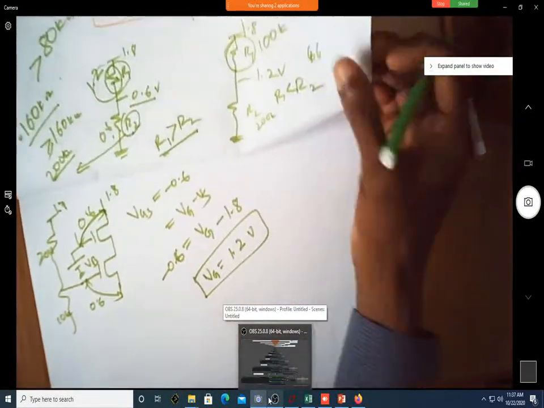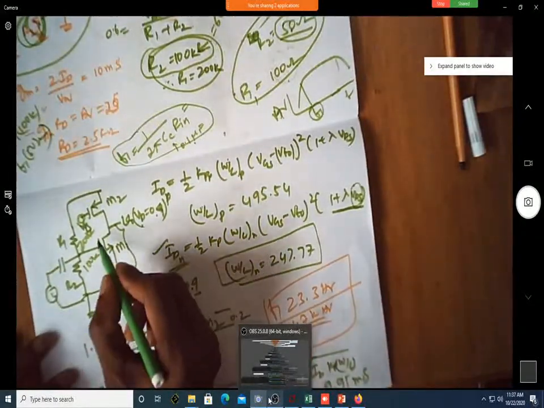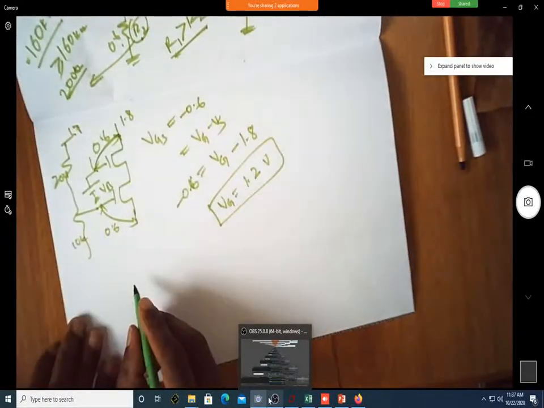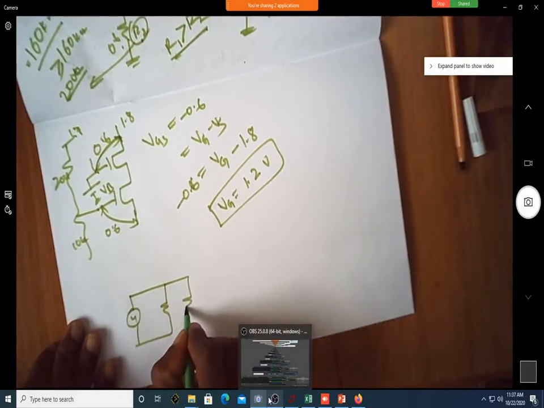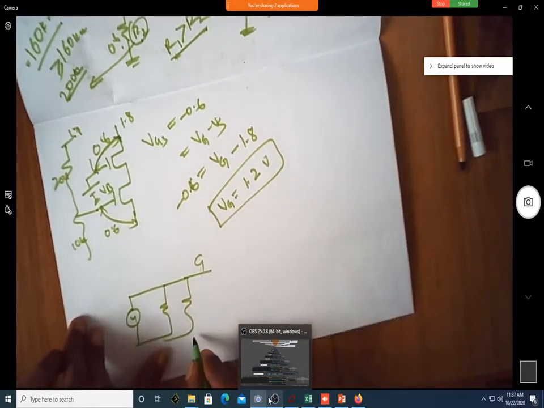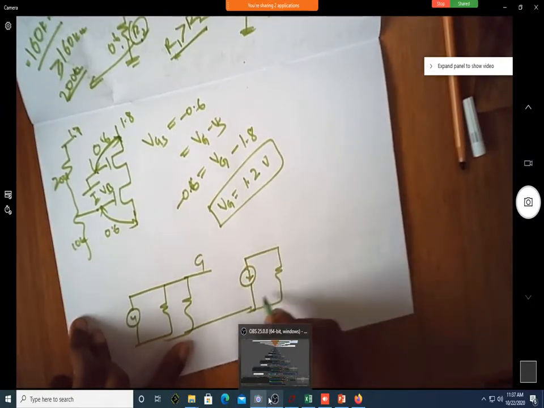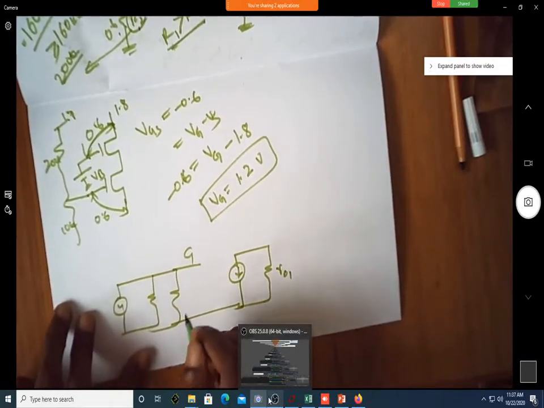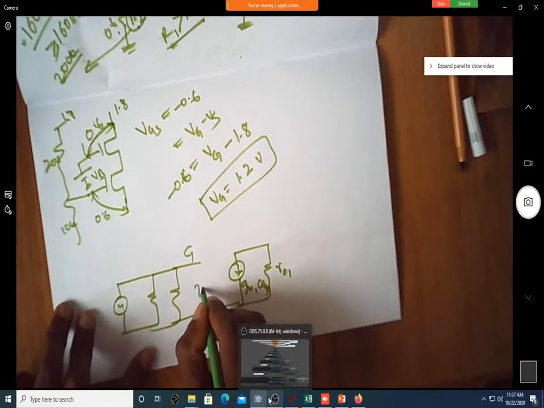Can I write the AC equivalent circuit of this as R1 parallel R2? This is gate of M1. This is GM into VGS. Is this R0 one of first transistor? Yes, sir. Why R0 one? Because there is some lambda. GM1 into VGS. This is VGS.